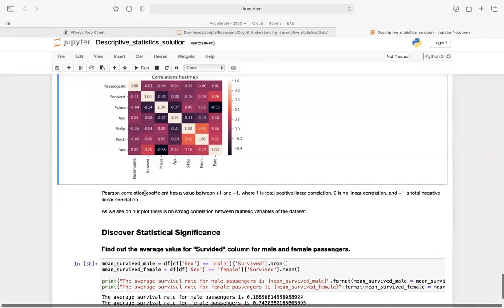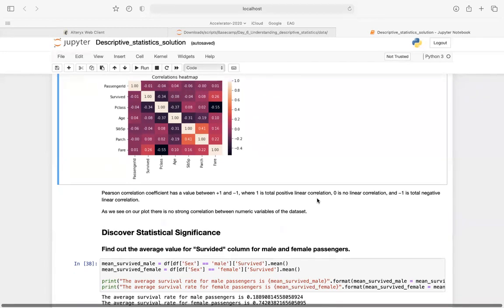So that's the same thing. Pearson correlation coefficient has a value between +1 and -1, where 1 is total positive linear correlation. So that's a positive correlation. 0 is no linear correlation. -1 is a total negative correlation. In the plot, we see there is no strong correlation between any two numeric variables.